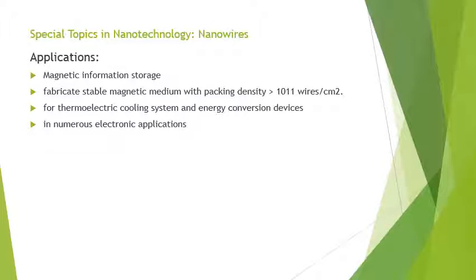Based on these properties, there are some applications of nanowires, and that is magnetic information storage. Nanowires are used to fabricate stable magnetic media with a packing density of 10^11 wires per square centimeter. Then for thermoelectric cooling systems and energy conversion devices, nanowires are also used in numerous electronic applications.